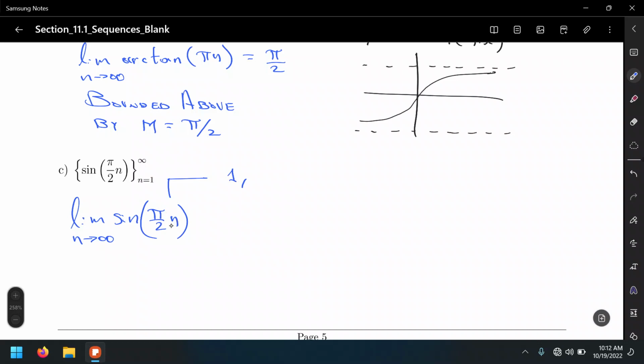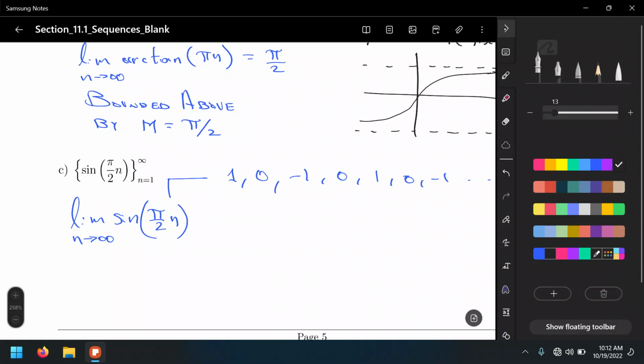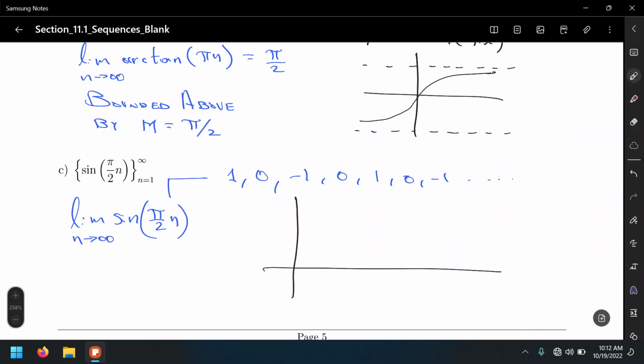Okay, n equals 2, that'll be sine of pi. What's sine of pi? 0. Then n equals 3. What's sine of 3 pi over 2? Negative 1. And then the pattern continues: 0, 1, 0, negative 1, etc. So what is this sequence doing essentially? It's doing 1, 0, negative 1, 0, 1, 0, negative 1.